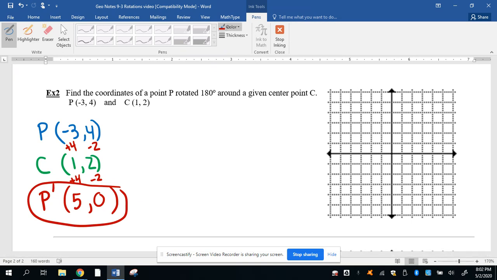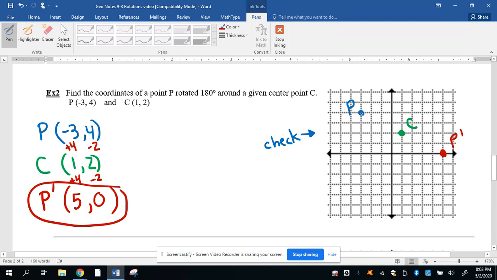Now I want to make sure you really understand this problem. So I am going to use our graph to check our answer. That is not necessary on homework or a test, but just for our purposes for notes, I think it's really helpful to see what you've done. Left 3, up 1, 2, 3, 4. That is our P value. Our C is our center of rotation, or in other words, it is just our midpoint. And then we found out that our final answer is over 1, 2, 3, 4, 5, up nothing.